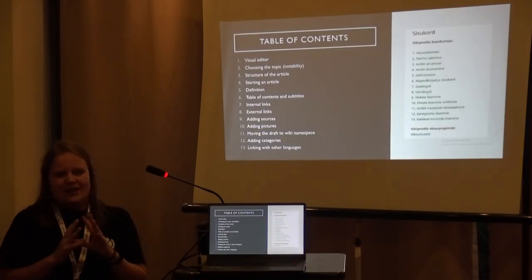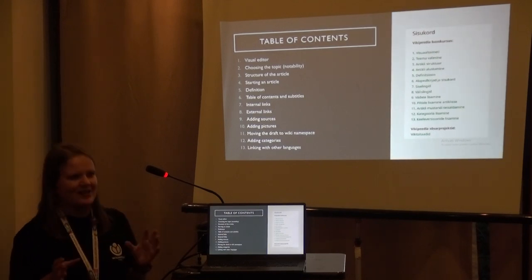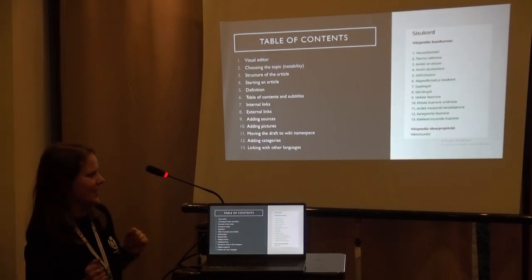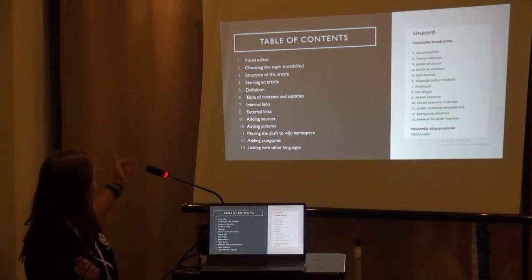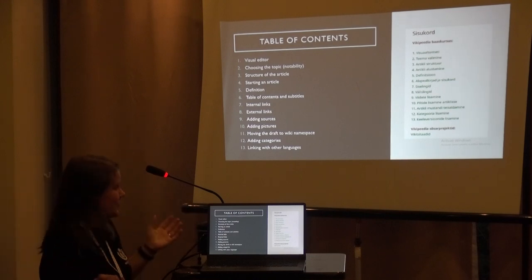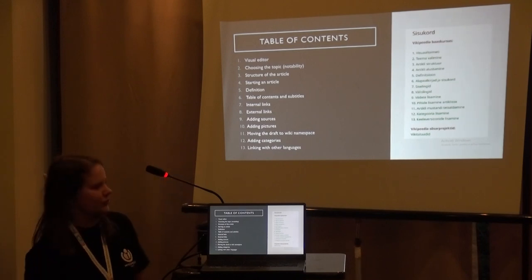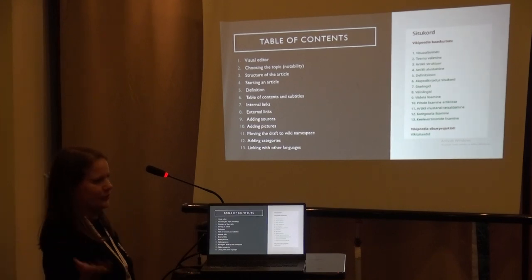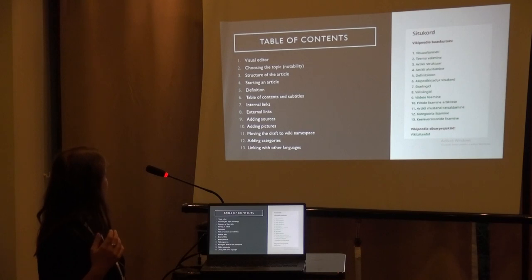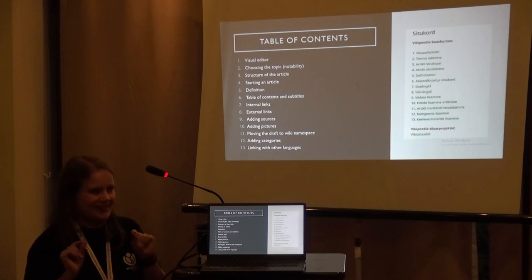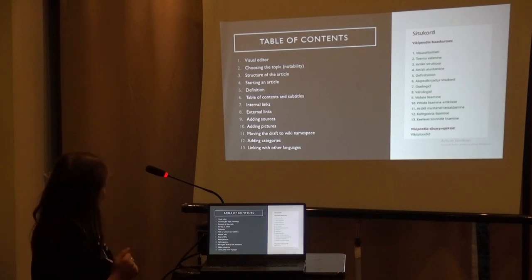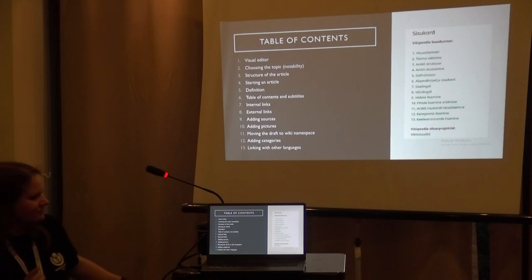So, we only covered for now one topic, how to write an article to Wikipedia. And we actually did like mini lessons. I translated these to English here, but we currently have them only in Estonian. So the visual editor, choosing the topic, the notability criteria, what was already mentioned yesterday, the structure, how to start an article, how to write the first sentence of an article, and so on. You can read them yourselves.